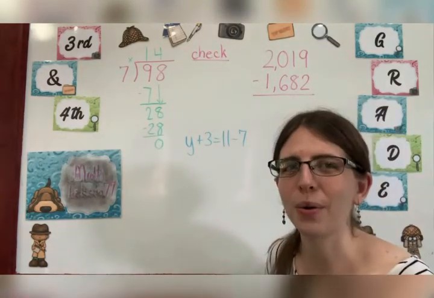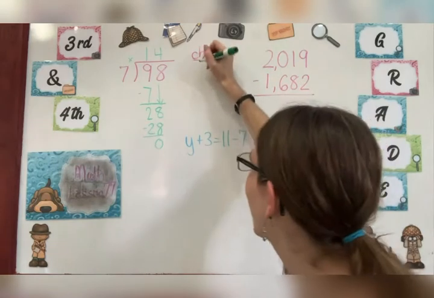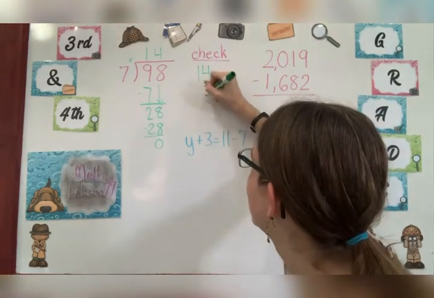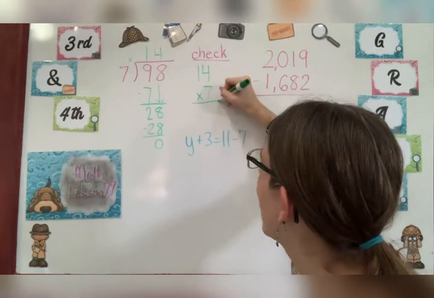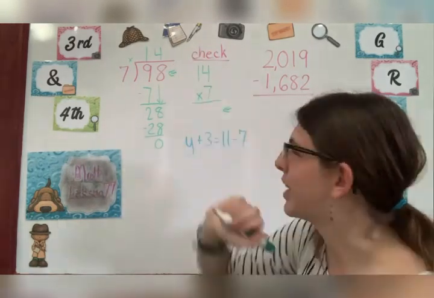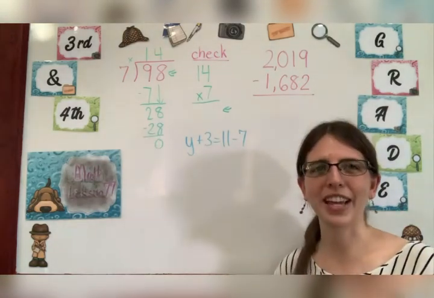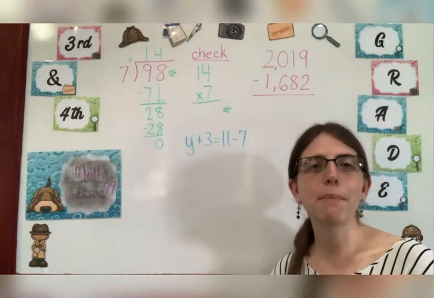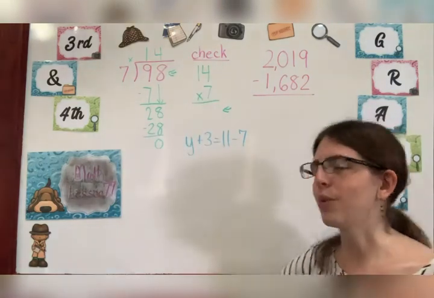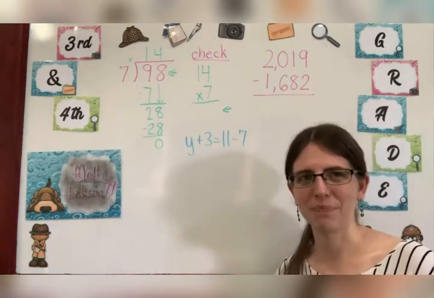I'm good to go. So I'm going to check to make sure I did this correctly. To check, you multiply 14 times 7. And if your answer here matches here, then you know you did it correctly. But I'm going to let you do the checking on your own. Remember, if you do have a remainder, that after you multiply, you have to add in your remainder.